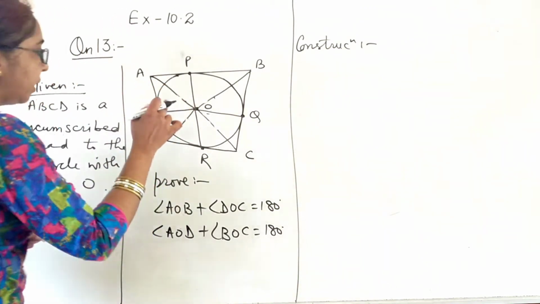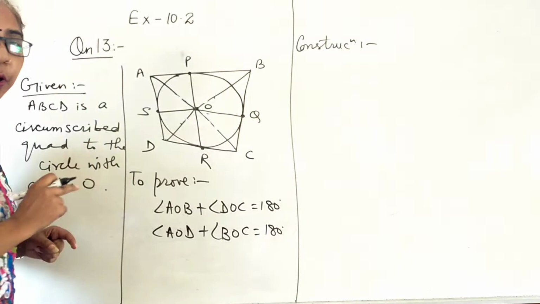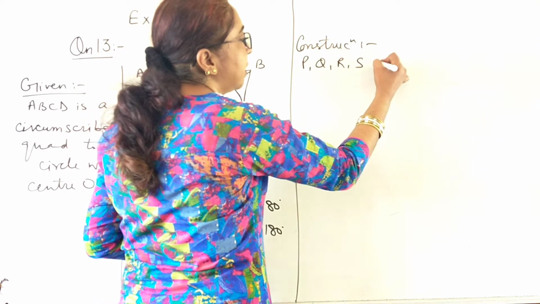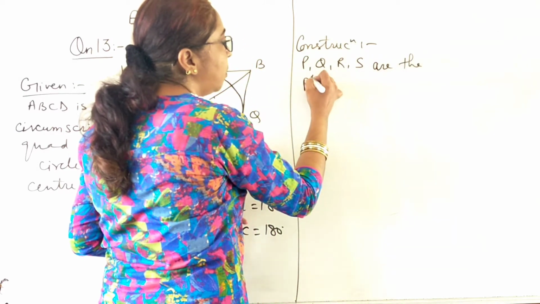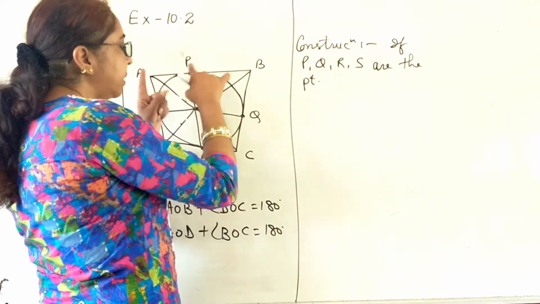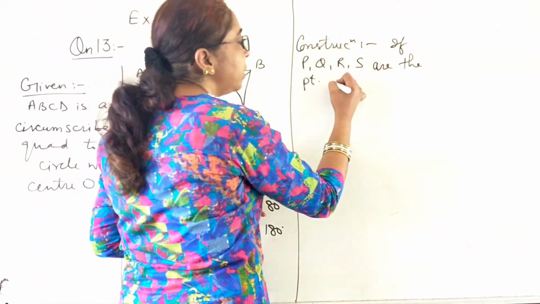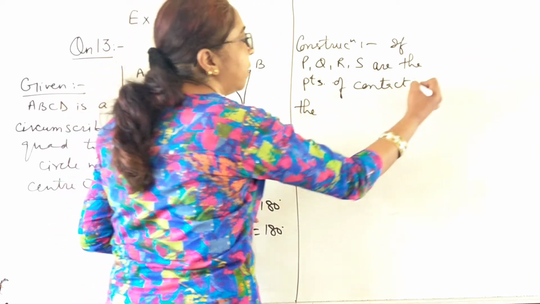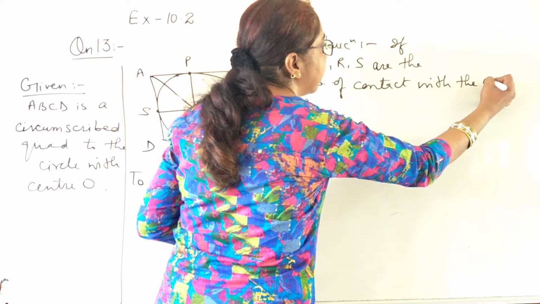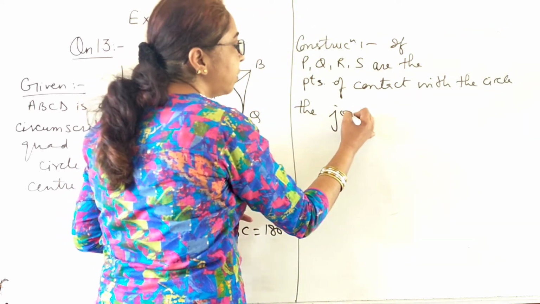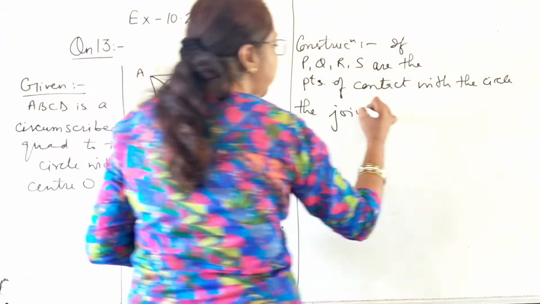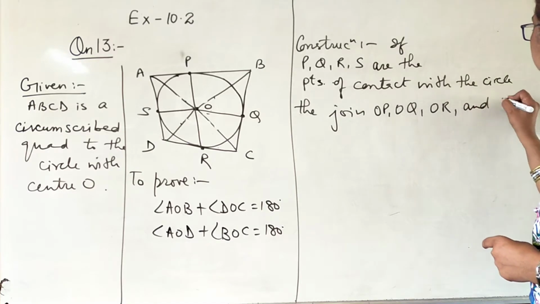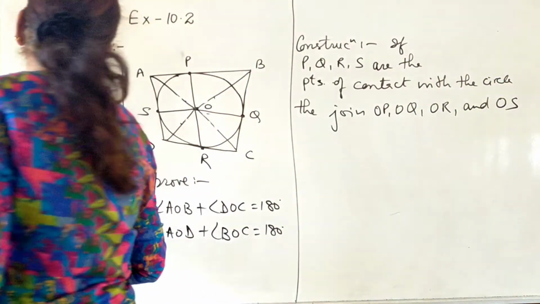Right? So if I want to write, P, Q, R, S are the points of contact with the circle, because I have taken the names. Then join. What we have to join? Join OP, OQ, OR and OS. Okay, now we'll do the question.